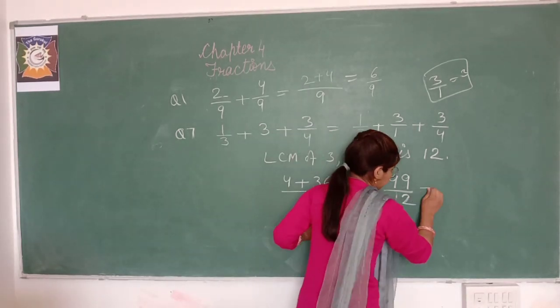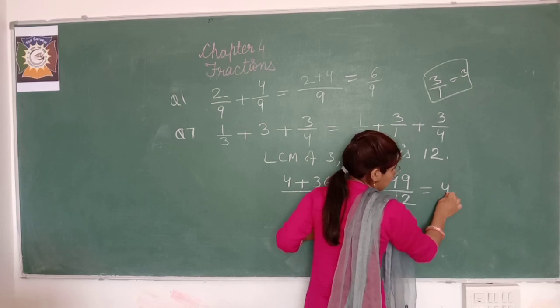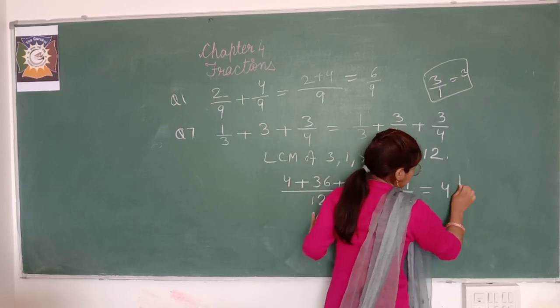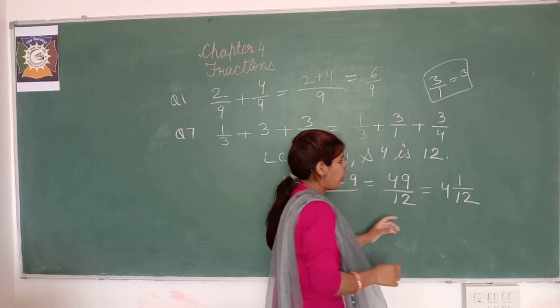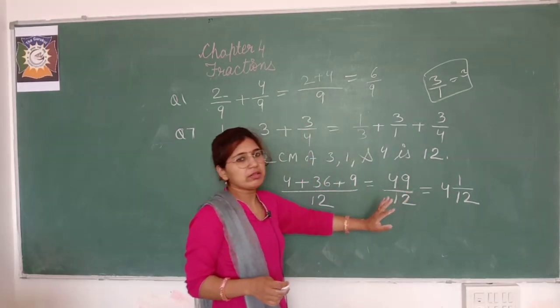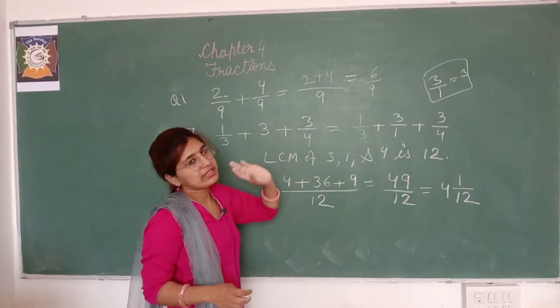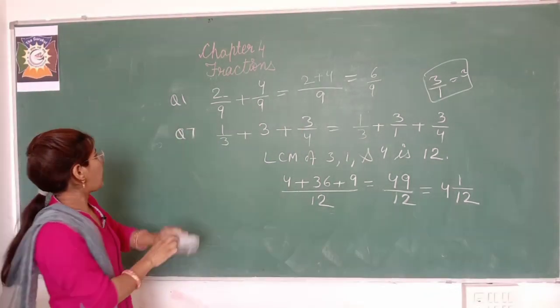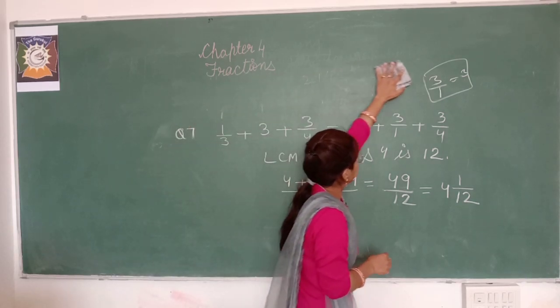See bachche, 12 4s are 48. Remainder 1 here and this is your answer. 4 whole 1 by 12 is your answer. 4 whole 1 by 12 is the sum of the given fractions. After solving this question we will solve our next question, that is question number 8.